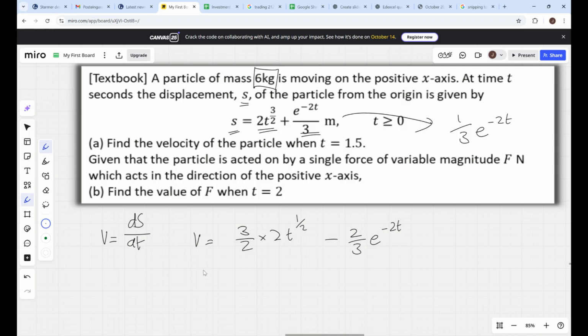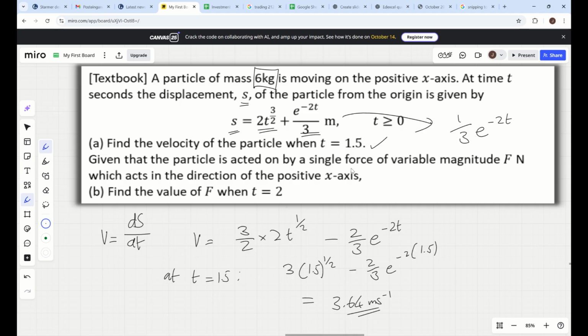And I want it at t equals 1.5. Okay, so we sub that in. So I suppose you can simplify that if you wanted to. 1.5 to the half minus 2/3 e to the minus 2 lots of 1.5 as well, and that gives you 3.64 meters per second. Okay.